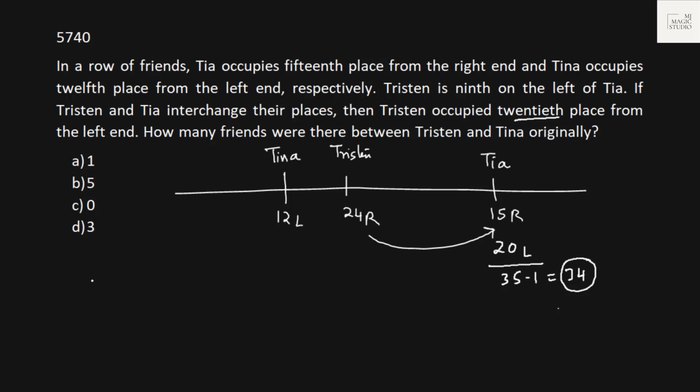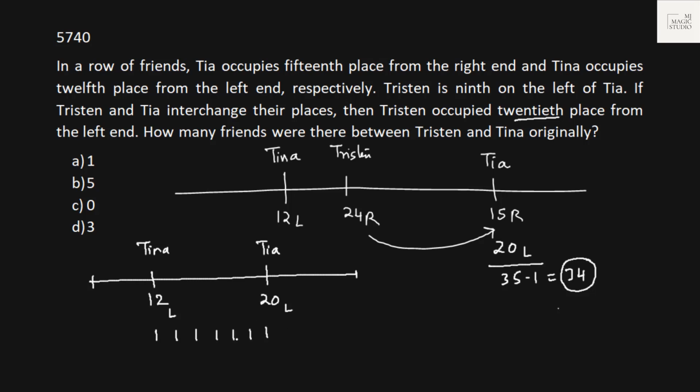Okay, now let us fit it. There are 34 people. Tina at 12th position. And Tia was at this 20th position from the left. So 13, 14, 15, 16, 17, 18, 19, 20. 1, 2, 3, 4, 5, 6, 7. There are 7 people between Tia and Tina originally.